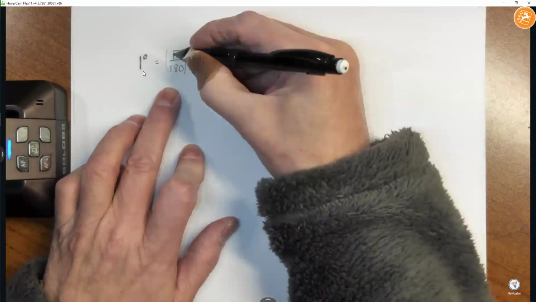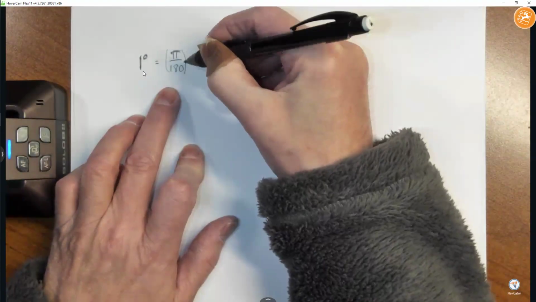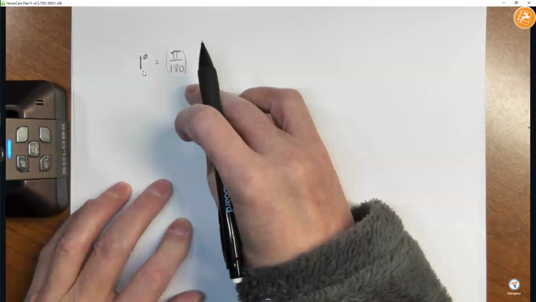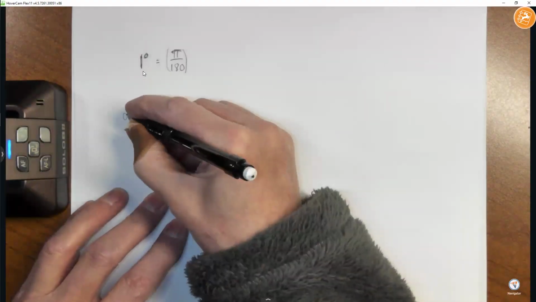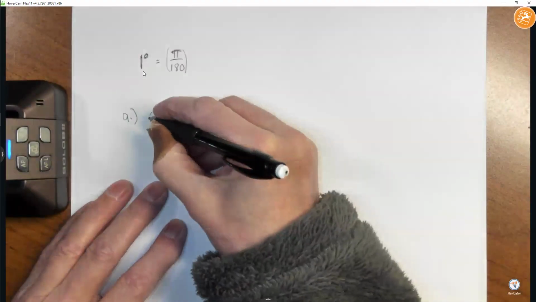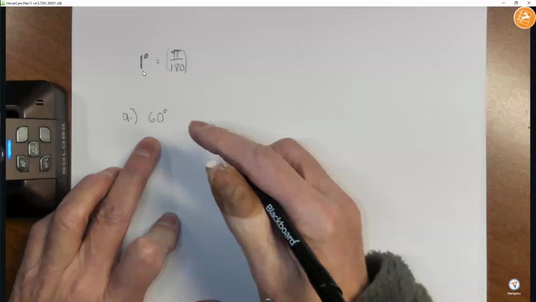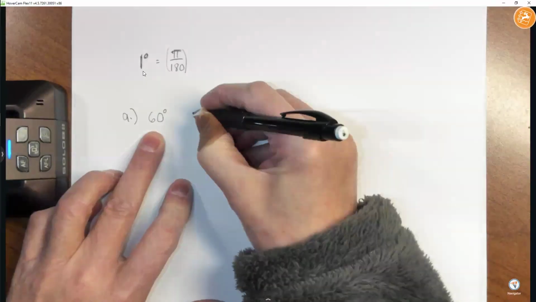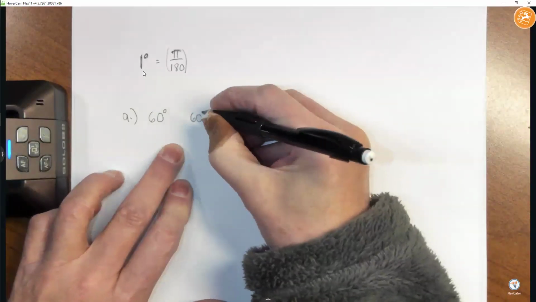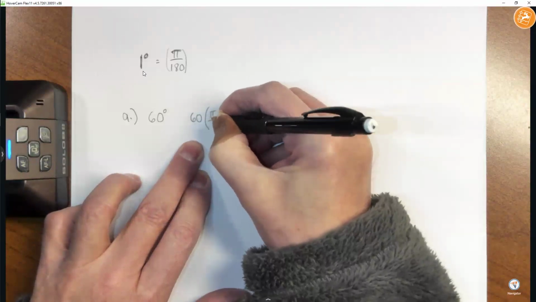A lot of times the radian measure will include pi, though not always. But let's just remember that 1 degree is worth pi over 180 radians. For part A here, they were asking for the radian measure of a 60-degree angle. So each one of these 60 is worth pi over 180, and we're going to simply multiply 60 times pi over 180.